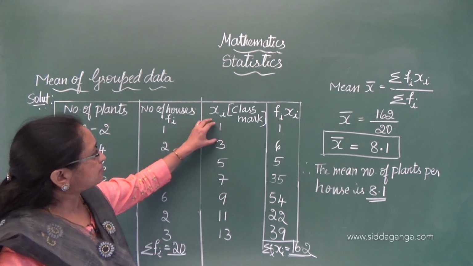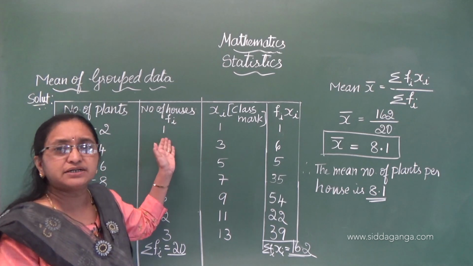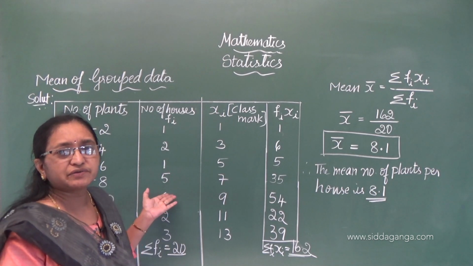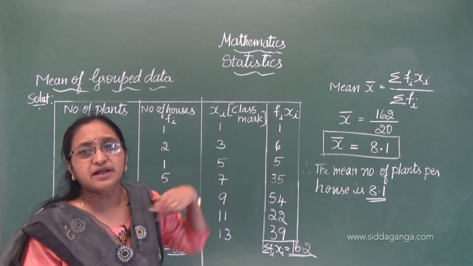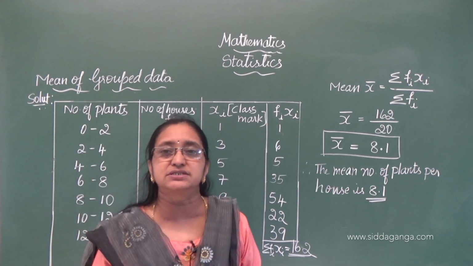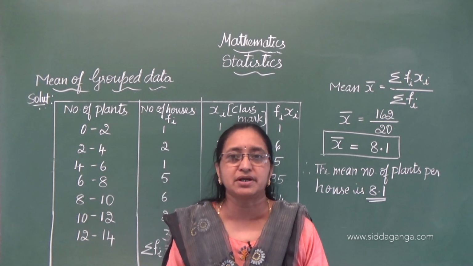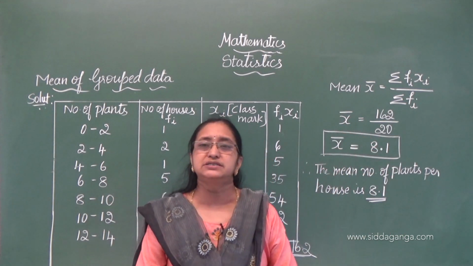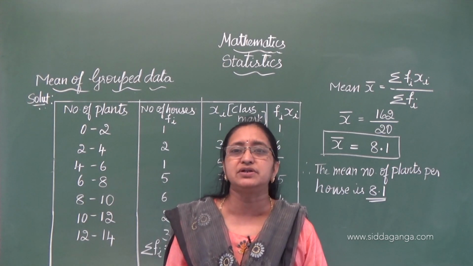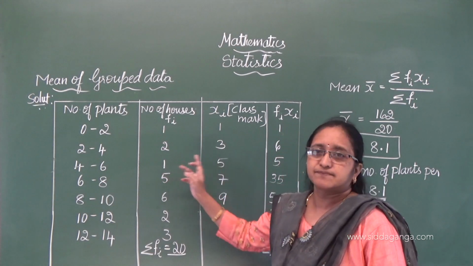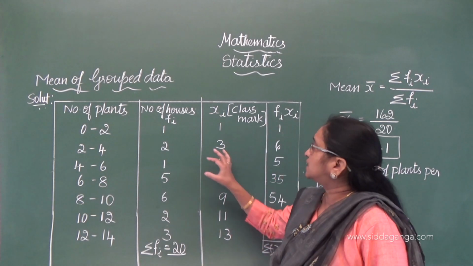Sometimes the value of this can be 100, 500, 600, 725 like this, then it is difficult for us to find fi xi. Then we are going to adopt a different method, that is the assumed mean method or step deviation method. Sometimes this direct method is time consuming. You can decide only when you see this fi and xi. It will become tedious if the values are more.